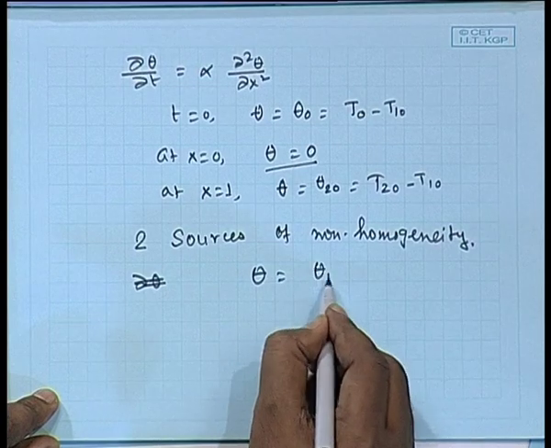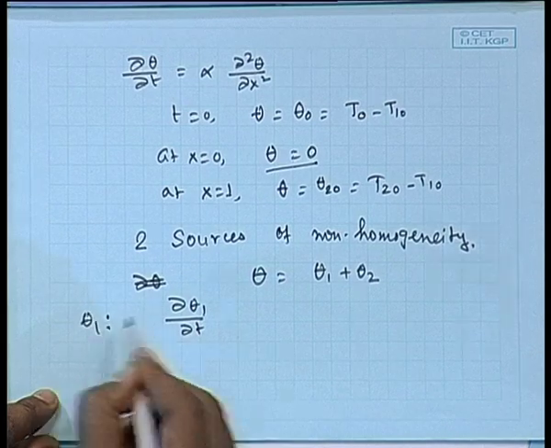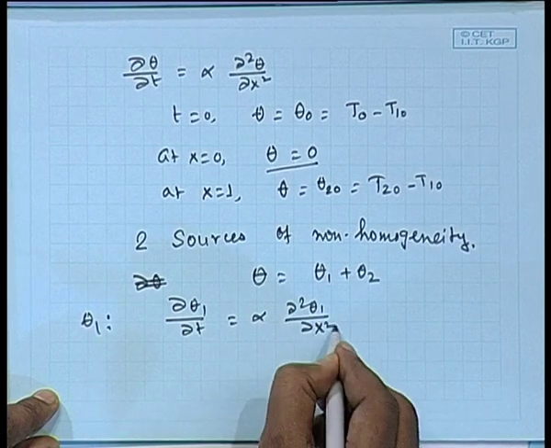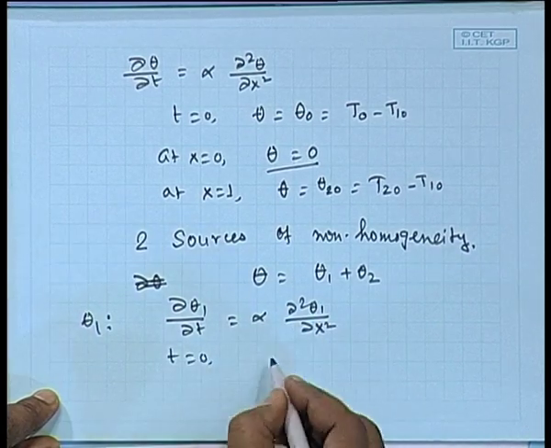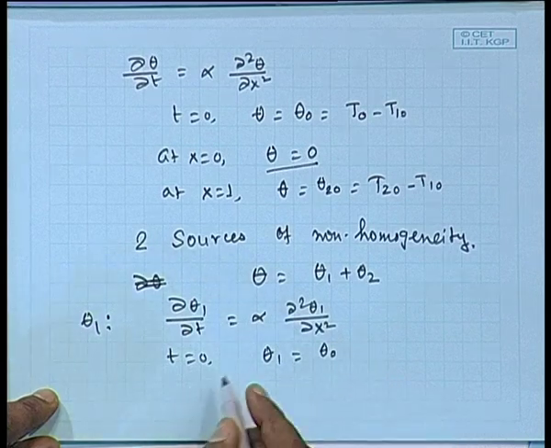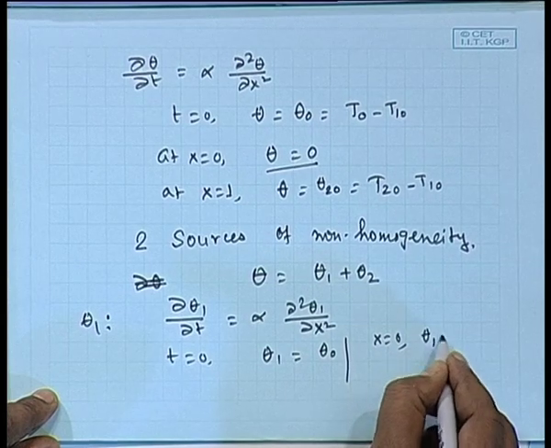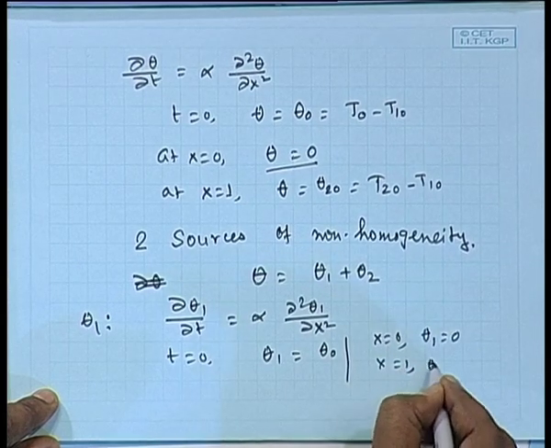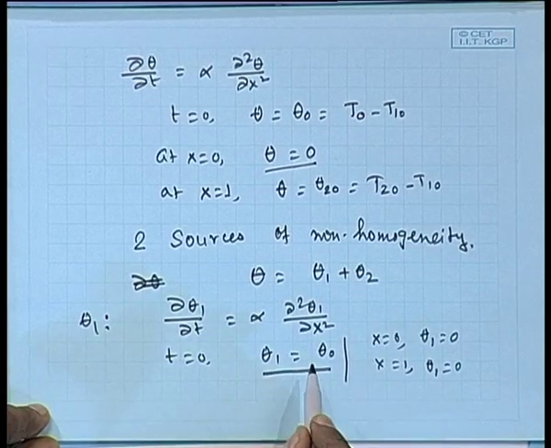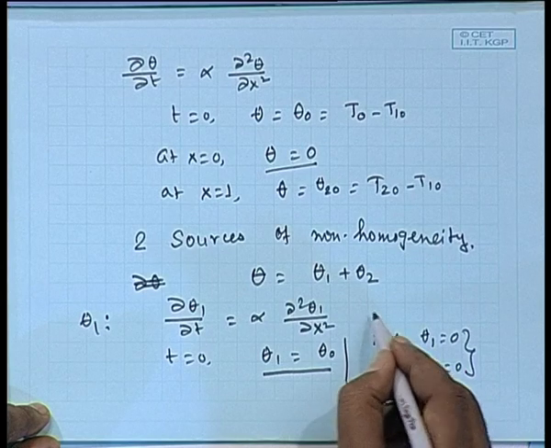Let us say theta is equal to theta 1 plus theta 2. Write down for theta 1: del theta 1 del t is equal to alpha del square theta 1 del x square. At t is equal to 0, theta 1 is equal to theta naught; we keep this non-homogeneity and force the boundary conditions to be homogeneous. At x equal to 0, theta 1 is equal to 0; at x equal to 1, theta 1 is equal to 0. Now, again this has a non-zero initial condition and homogeneous boundary conditions, so you can apply separation of variables straight away.